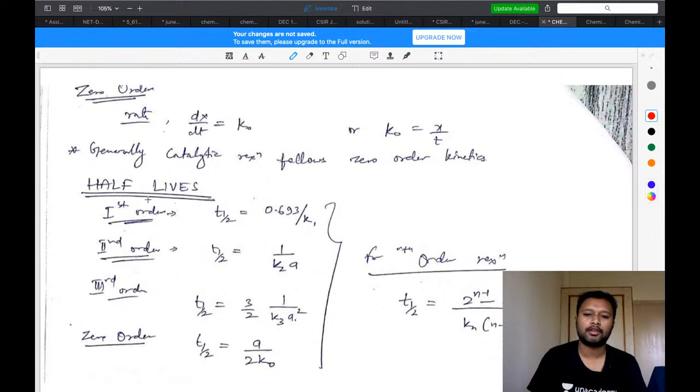Next is the half-life. One more thing: generally, all catalytic reactions follow zero order kinetics. This is something you have to note down. It's a very important point.